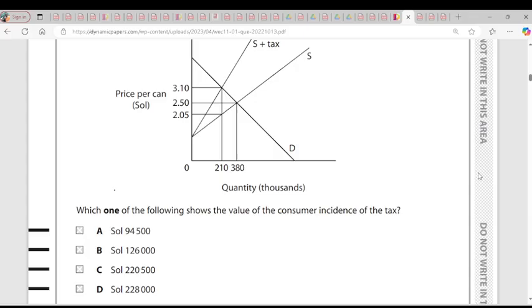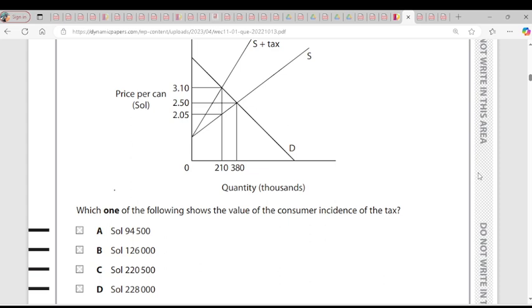Because based on the imposition of tax, the supply curve shifts leftward from S to S tax. Yes or no? So that means the quantity supplied in the market reduces from 380 to 210. That is the first point. Are you with me? So if there's a reduction, that means it contracts from 380 to 210. So the quantity supplied in the market now is 210.